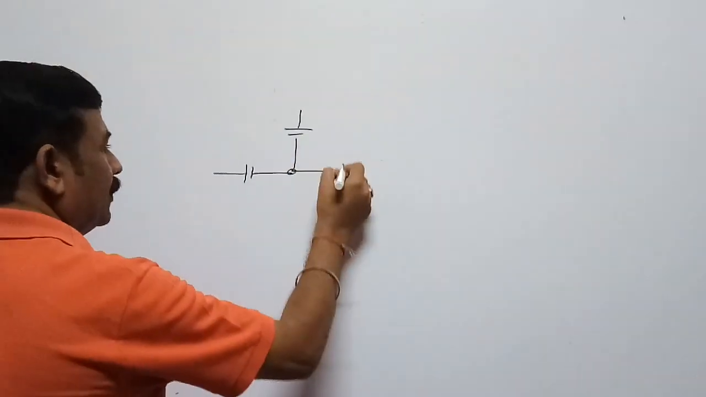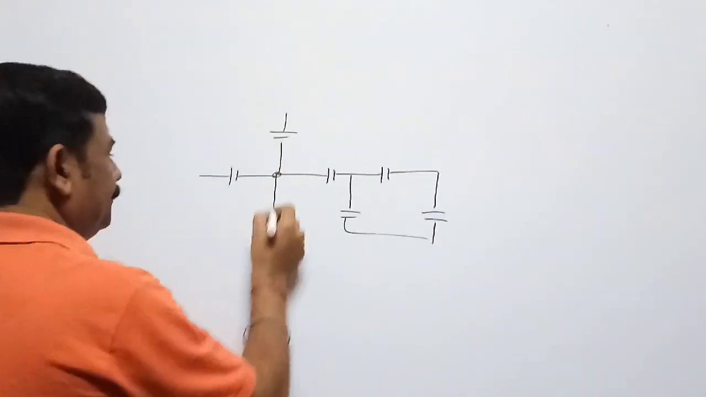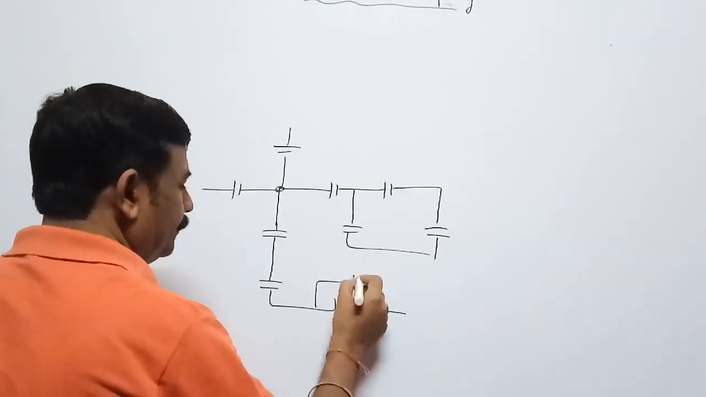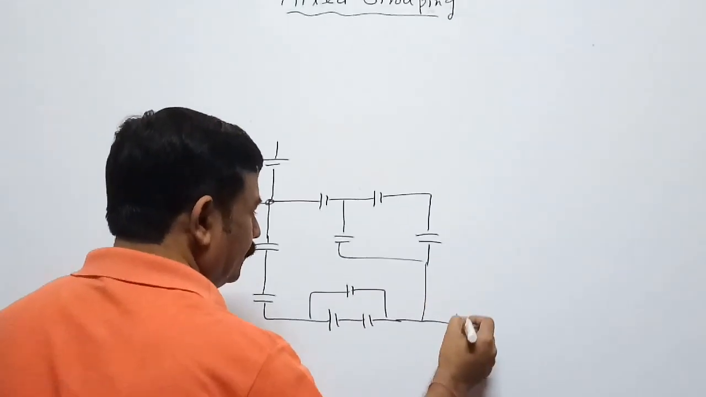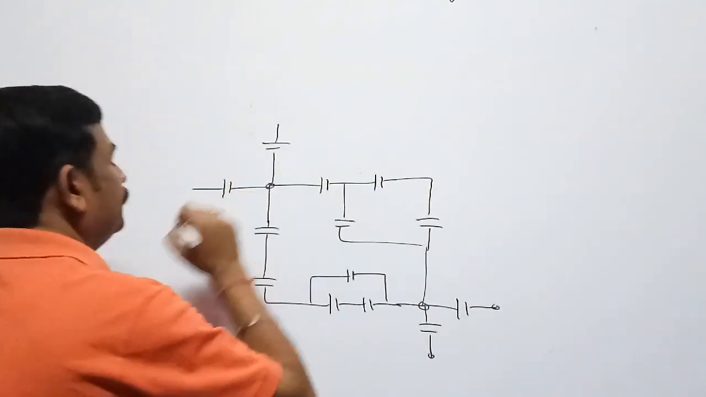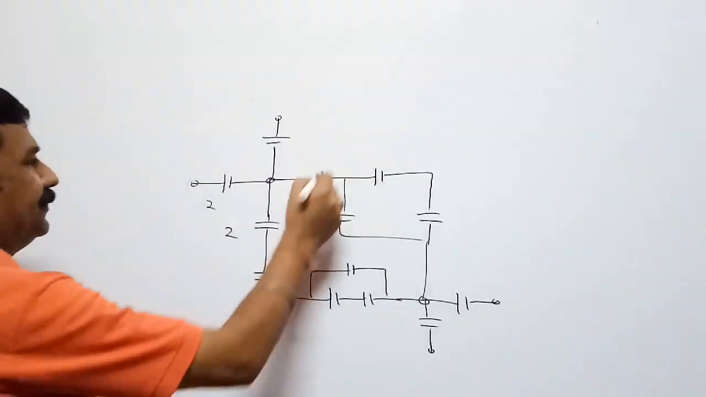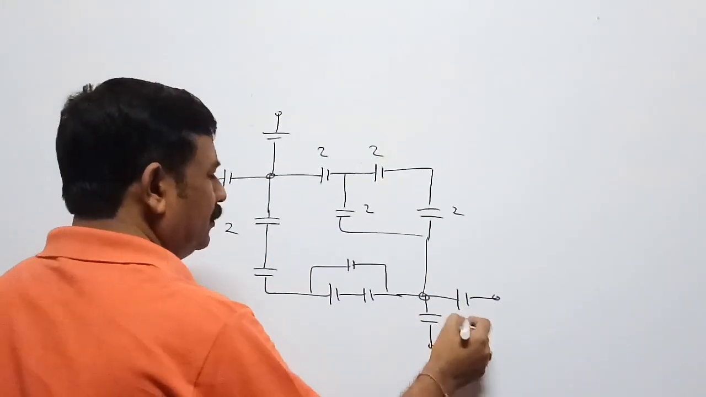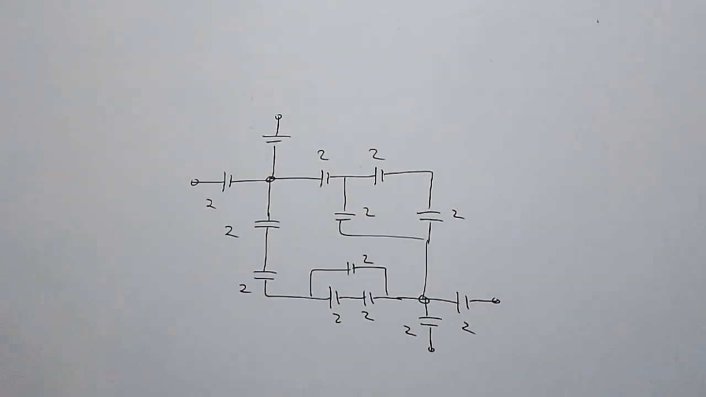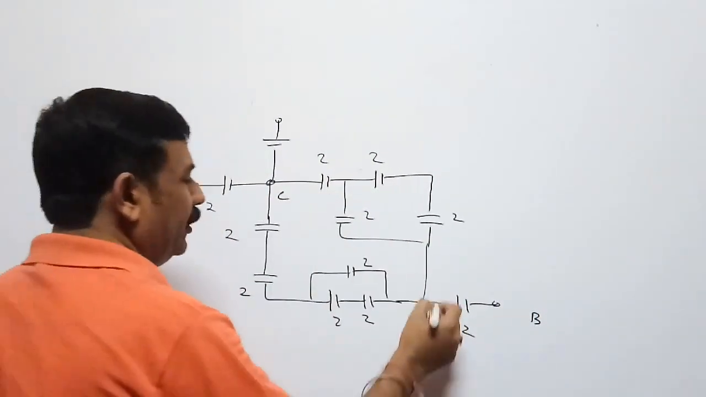Suppose a circuit is given to you like this. Let all capacitors be of 2 farad. These can possess any value, that depends upon the question. We have to find the net capacity between points A and B. This is point C, this is point B.